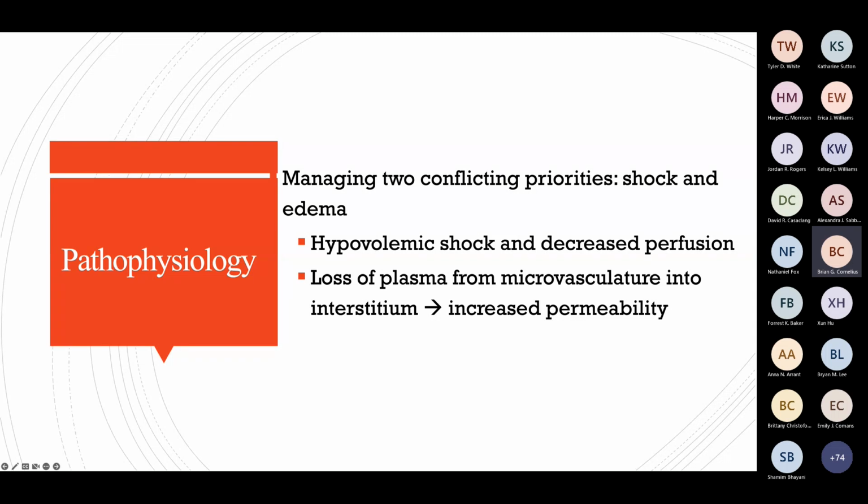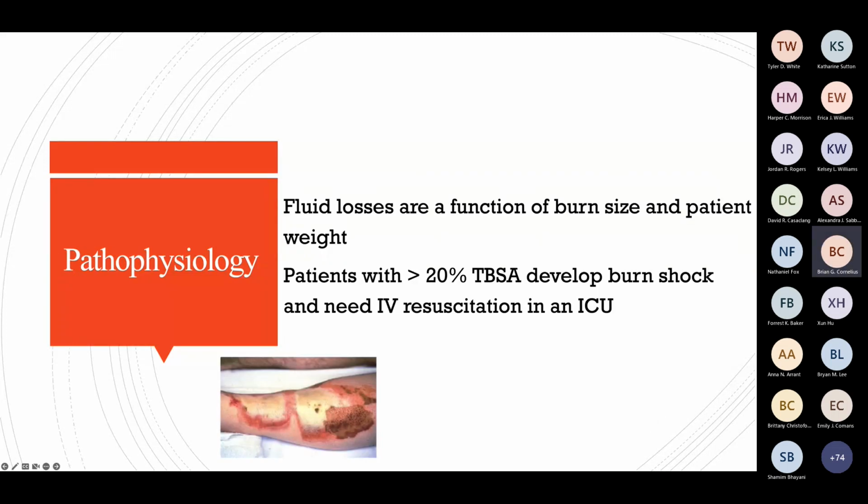These are dependent on the patient, their pre-existing conditions, and the degree of the burn surface area. So big things that come into play when you start looking at fluid losses is the burn size and the patient's weight. If you have somebody with about 20% or higher total burn surface area, they tend to develop burn shock or that hypovolemia and need to go to a burn center or an ICU to get monitoring and resuscitation, especially if you have high percentage burns.